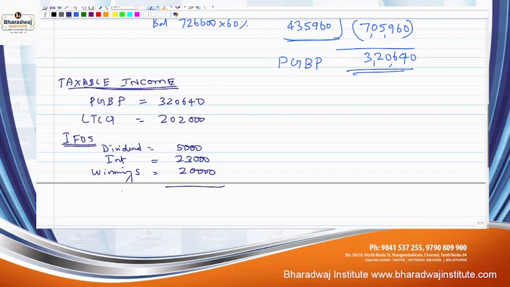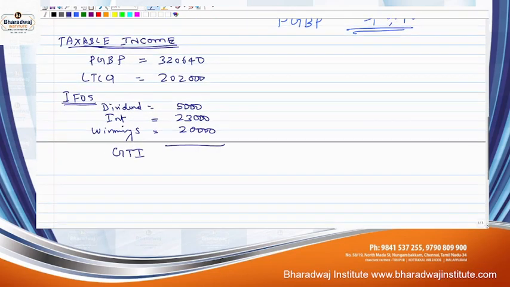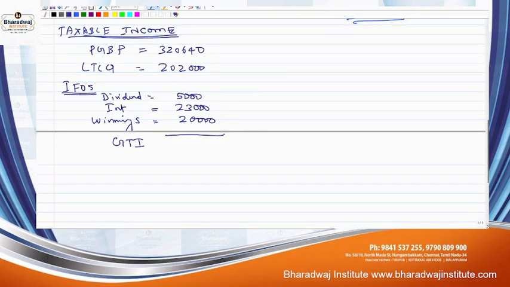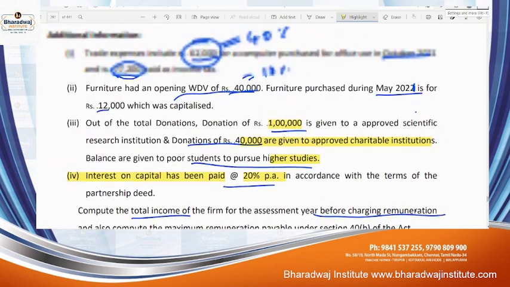This will give us gross total income. 3,20,640 plus 2,02,000 plus dividend 5,000, interest 23,000, winnings 20,000 will give us what? Gross total income, less deductions. In chapter VI-A we can claim the deduction. What deductions come in it? They have given it in the adjustments.